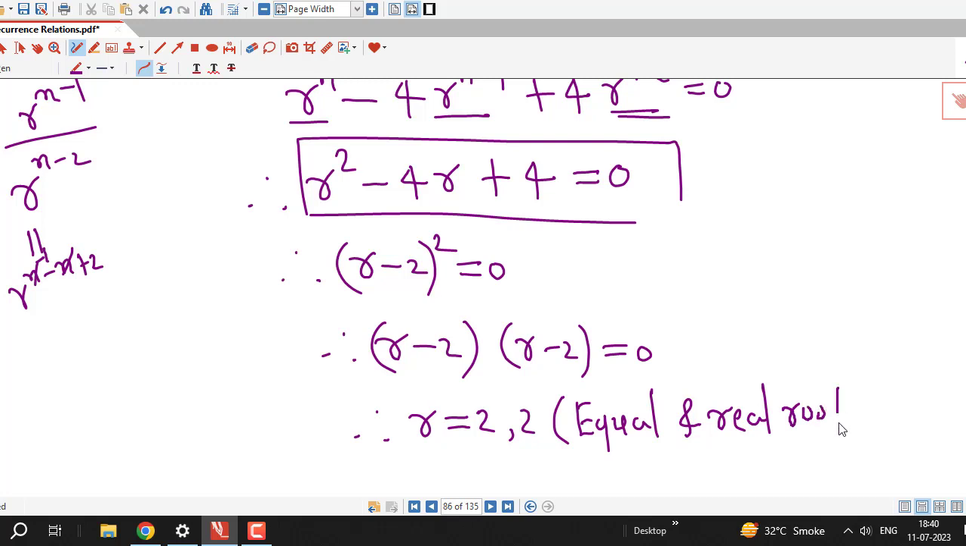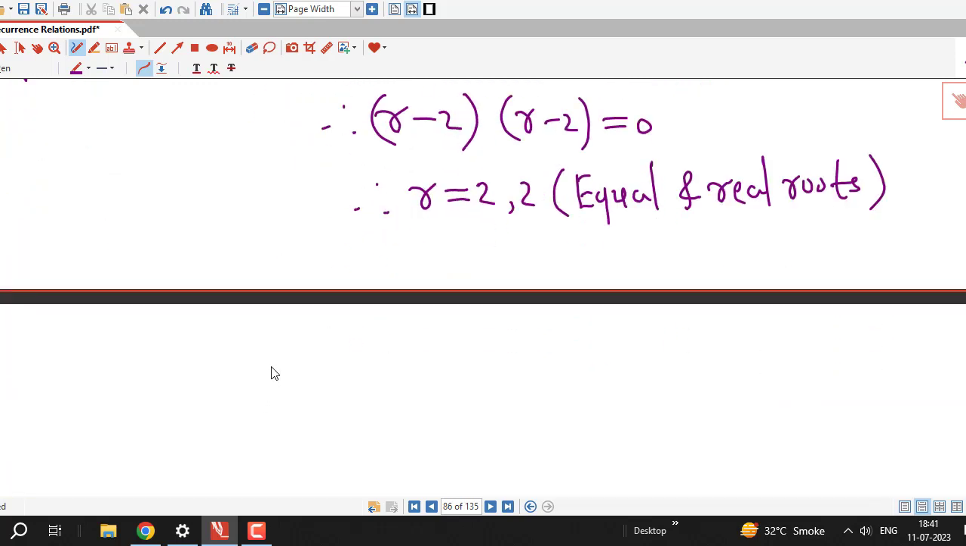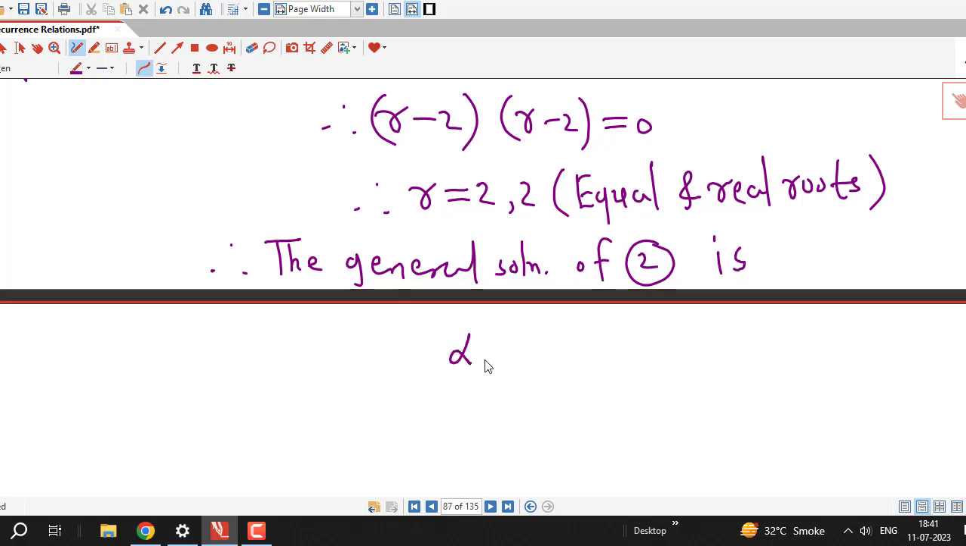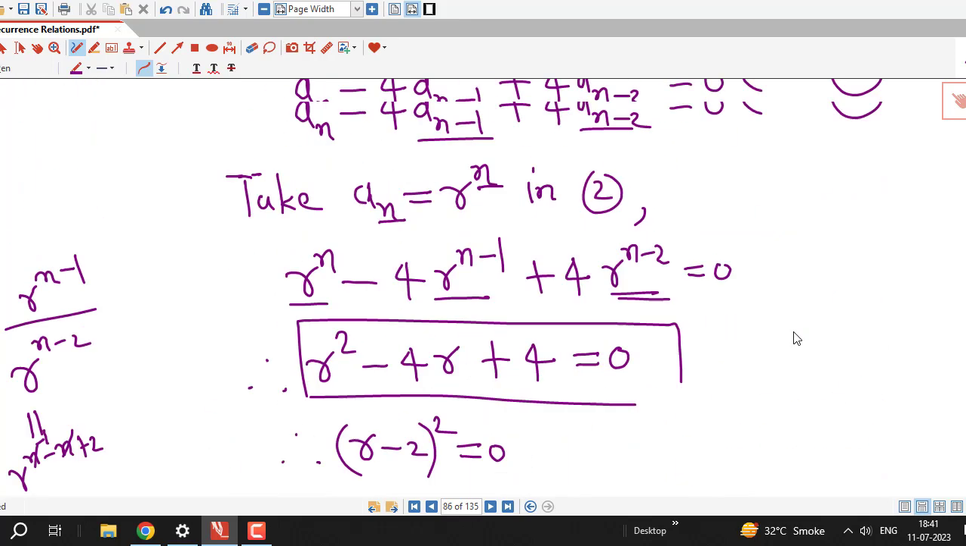The roots of the characteristic equation are real and equal, and therefore the general solution of the homogeneous recurrence relation, the general solution of number 2, will be alpha 1 times 2 raised to n plus alpha 2 times 2 raised to n, and to make these two independent we will multiply by n. The general solution of the homogeneous recurrence relation is denoted by a_n, and here we write h in the bracket, and we give this number 3.